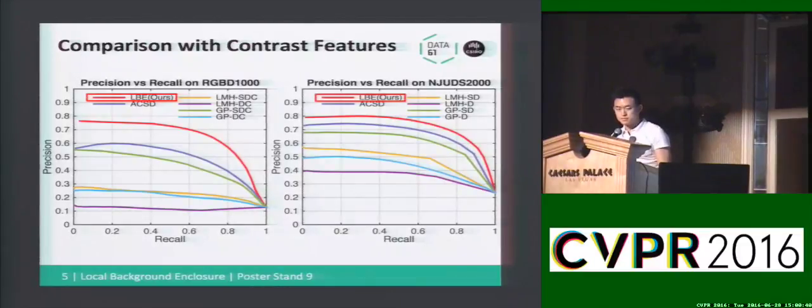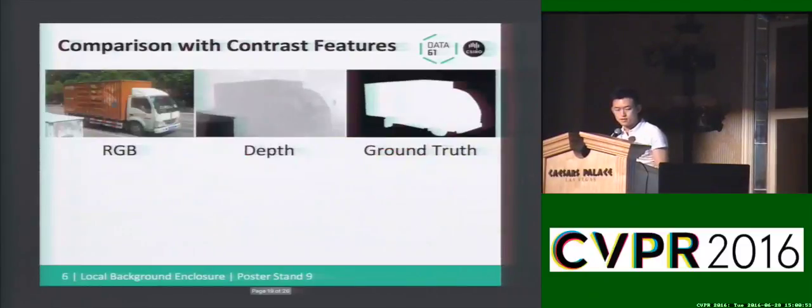Here are the results on the two major RGB-D datasets. Our method gives at least a 10% improvement in performance compared to depth contrast features on both datasets. Now I'll go through a few examples to illustrate why our method gives improved results.